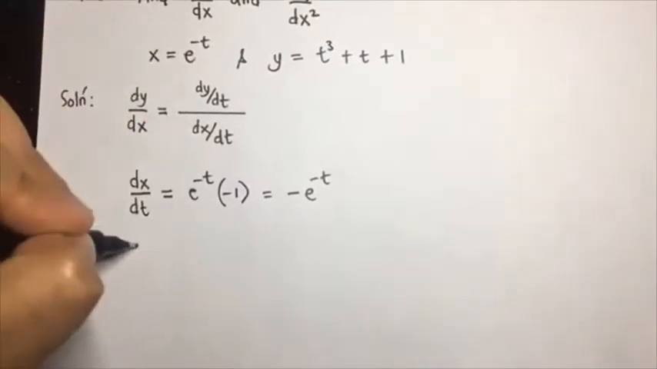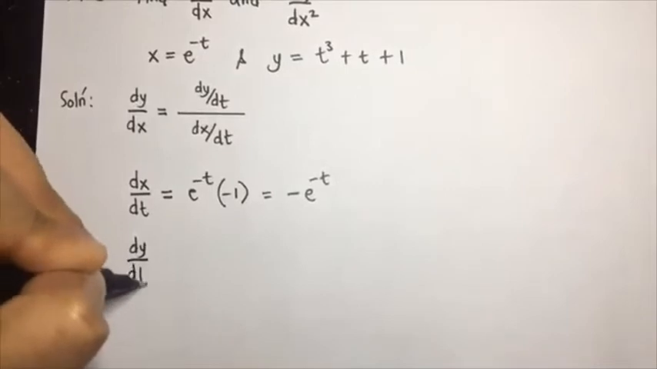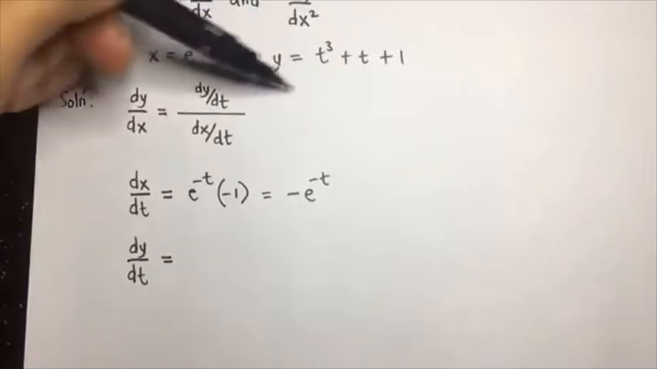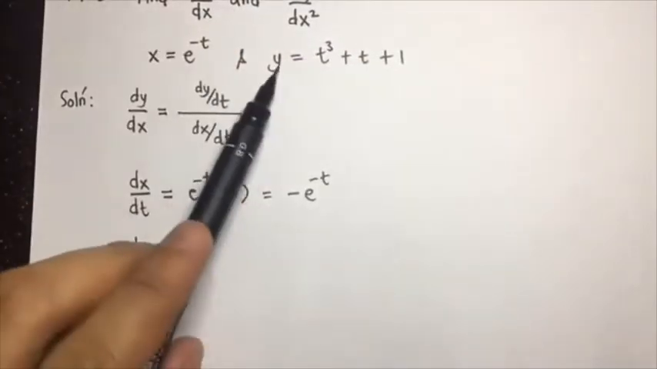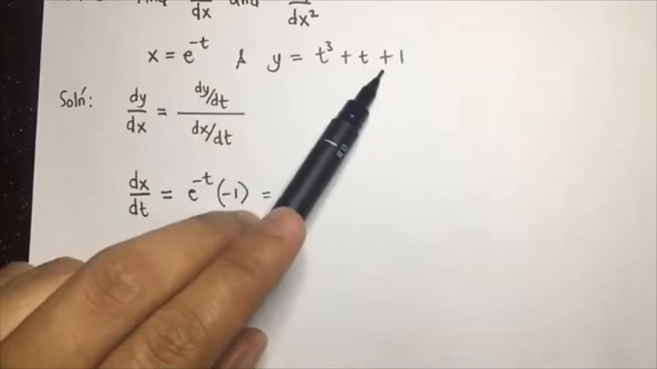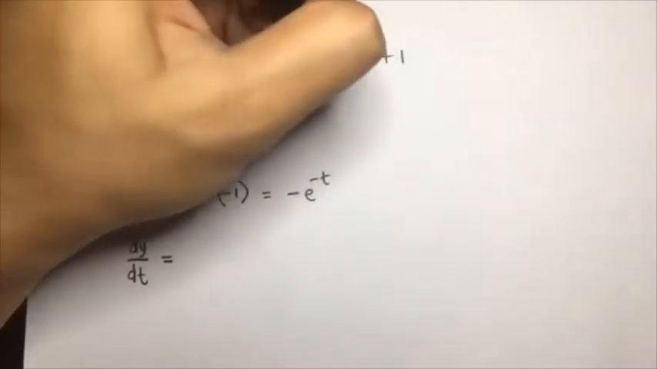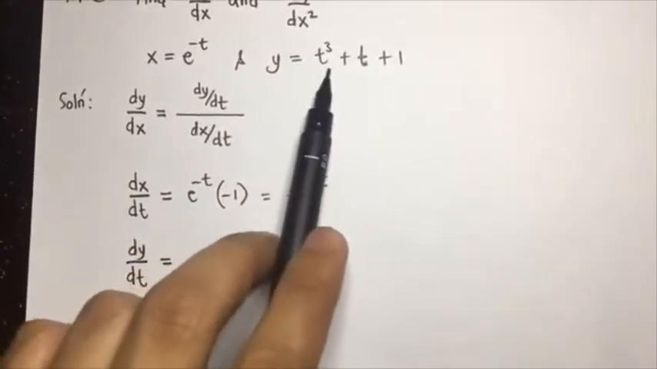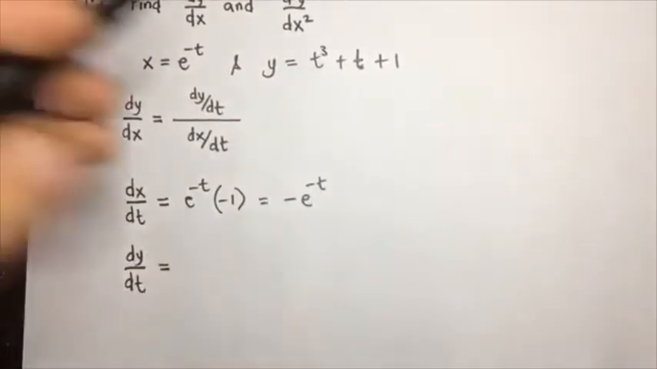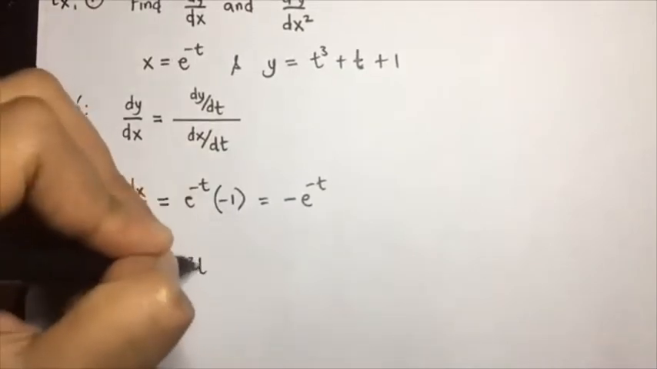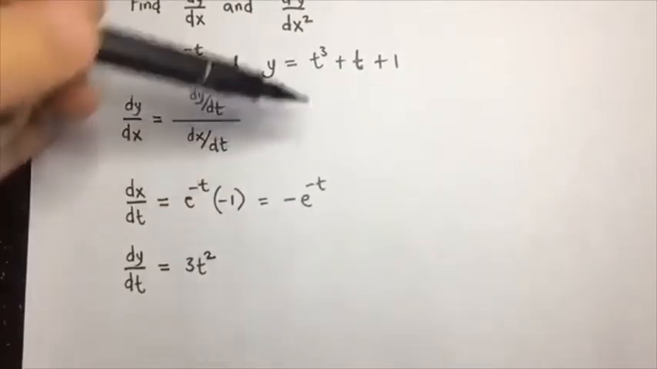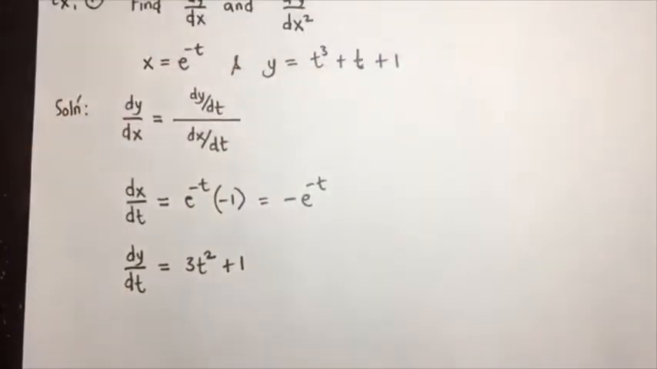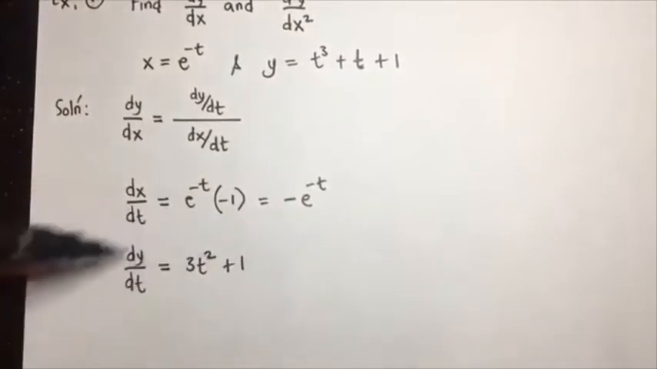Okay, so for the next one, dy over dt is equal to, derive y with respect to t. So we have y is equal to t cubed plus t plus 1. Deriving with respect to t, the derivative of t cubed is 3t squared, and then the derivative of t is 1, derivative of 1 is 0, constant. So we have this one.